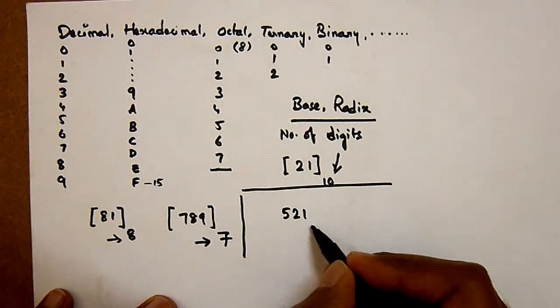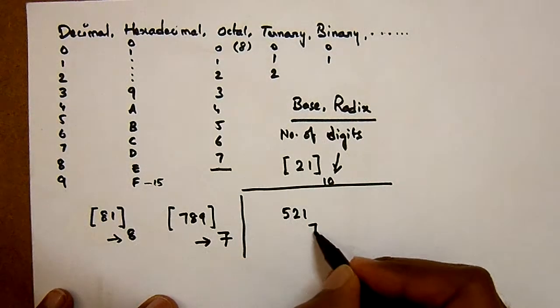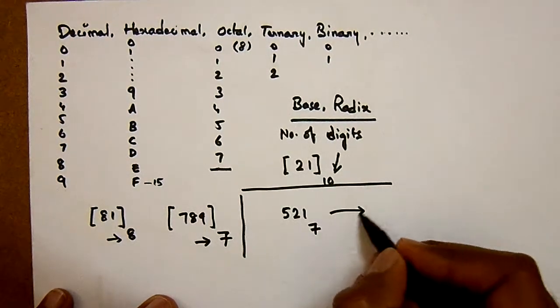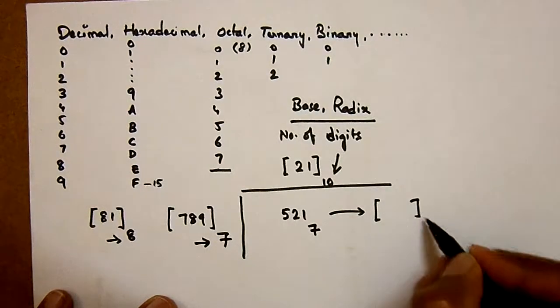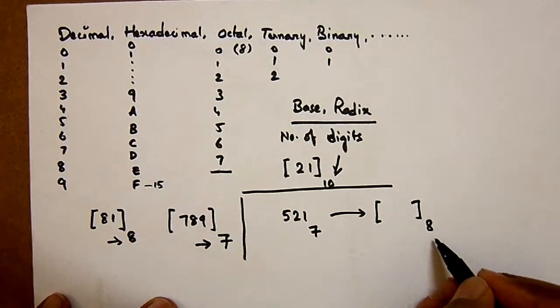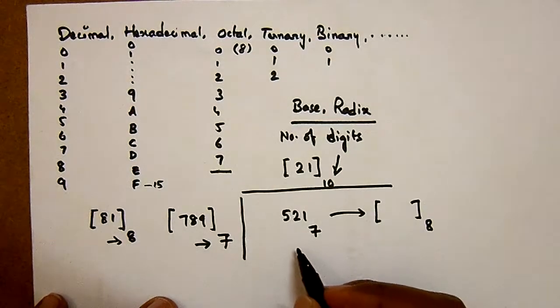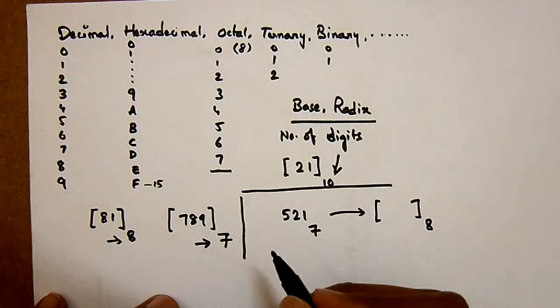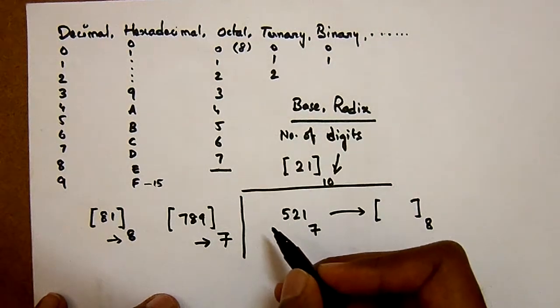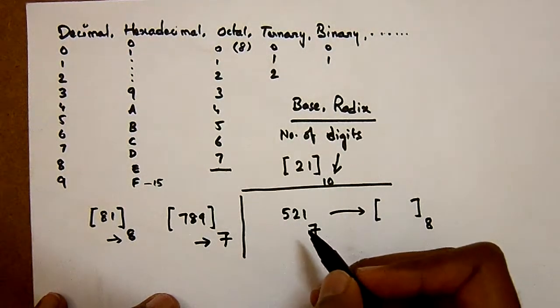We are converting 521 from base 7. We want to convert to an equivalent value representation in base 8. Okay, so how are we doing this? Before conversion, we should know what the place value is for each and every digit in that number system.